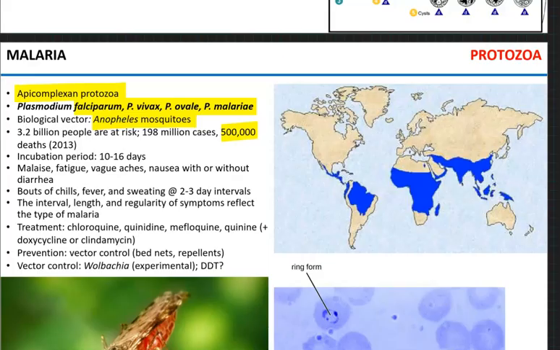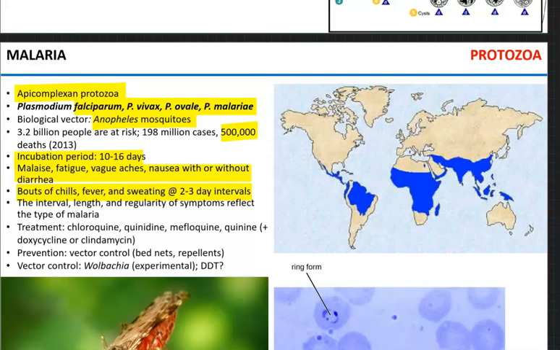So, you get bitten, there's an incubation period, malaise, fatigue, back aches, nausea, and then you develop classic symptoms of malaria, which are bouts of chills, fever, and sweating. I'm looking at people who actually witnessed that. Am I describing it correctly? Yeah. So I've heard that it's really bad. It is bad.